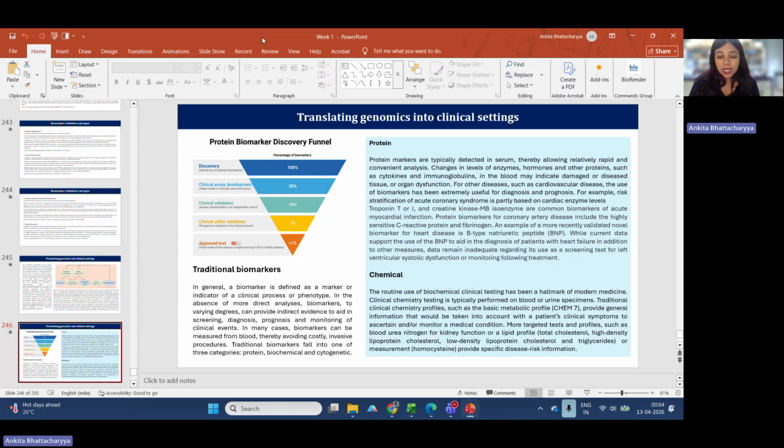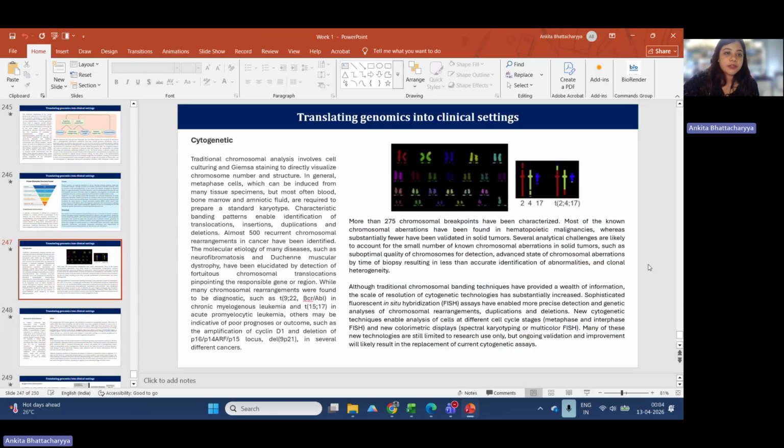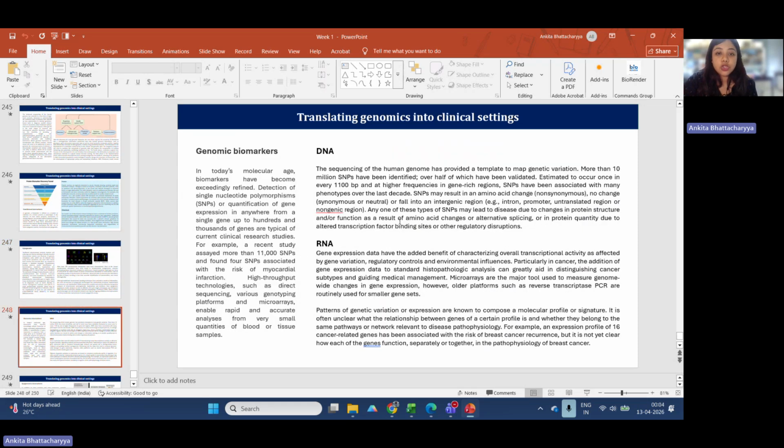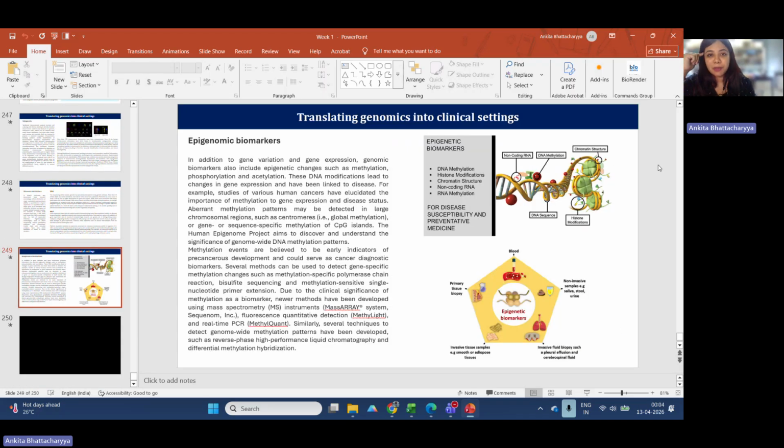And then you have protein and chemical biomarkers, which are all under the purview of traditional biomarkers. Right after that, we have cytogenetic ones as well, which are usually associated with hematological malignancies. But again, that differs from case to case. And then we have genomic biomarkers, DNA, RNA based. And finally, we ended our discussion with epigenomic biomarkers, which are the most current hot topic for biomarker discovery and possibly will lead to some really interesting results in the upcoming future.